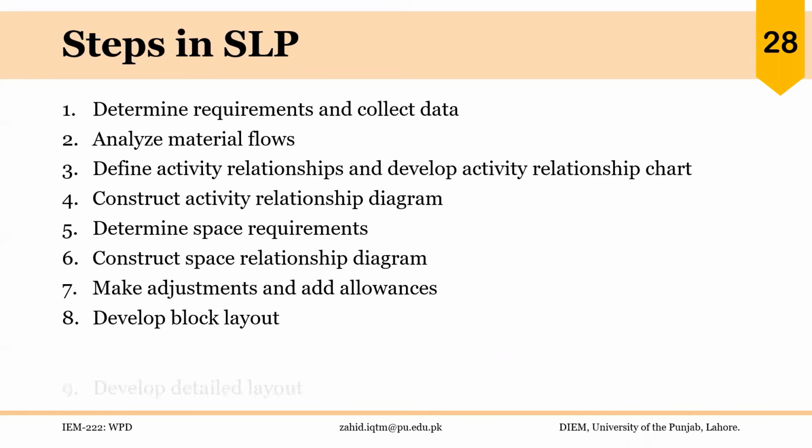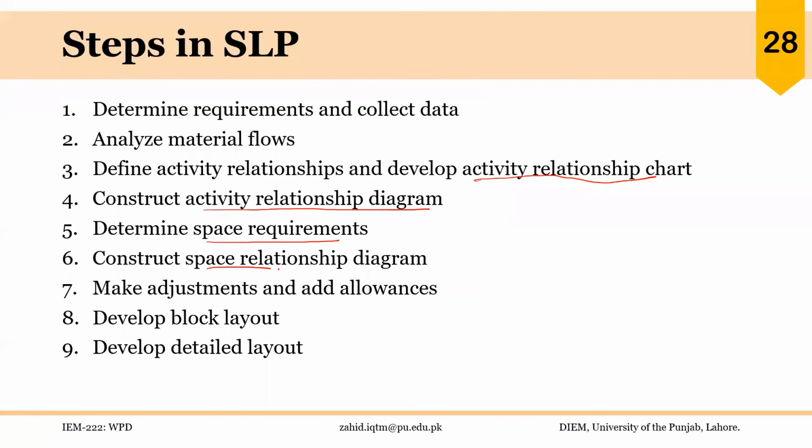There are 9 steps in systematic layout planning. First, we have to determine requirements and collect data. Then we have to analyze material flows. Step number 3 is to define activity relationships and develop the activity relationship chart. Then we have to construct the activity relationship diagram. These are 2 different things. We have to determine space requirements. Then we have to construct the space relationship diagram. Then we make adjustments and add allowances. And then we make the block layout. And finally, the detailed layout.